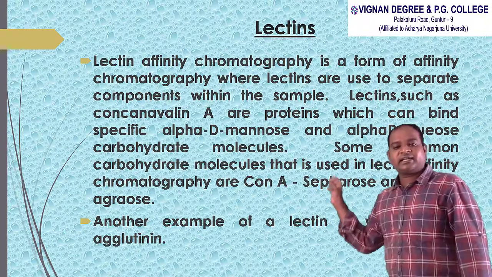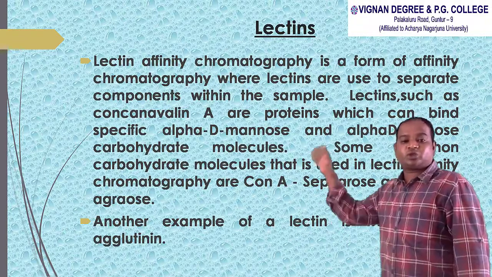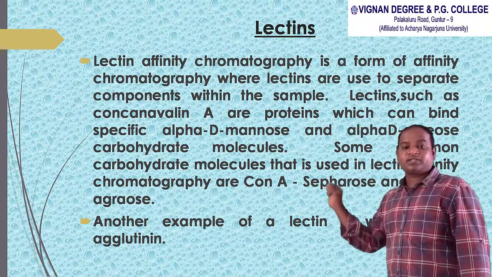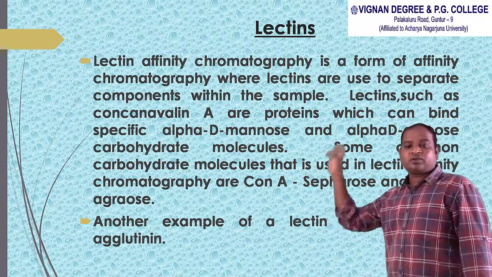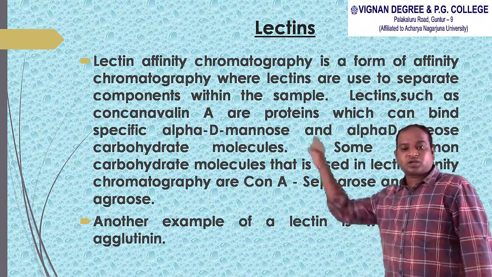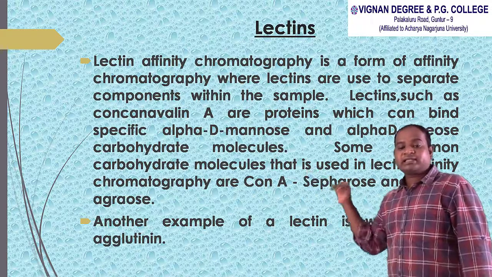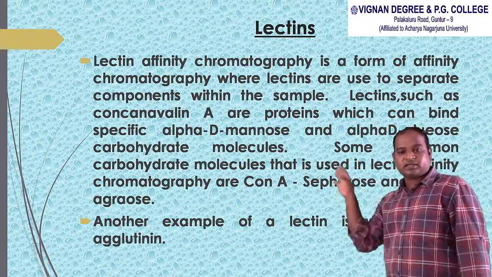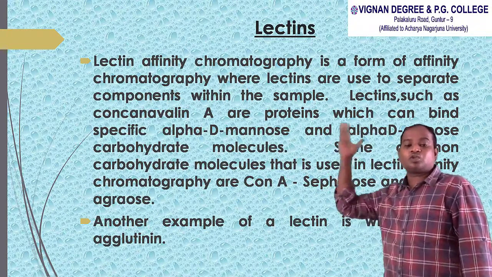Next, lectin affinity chromatography is a form of affinity chromatography where lectins are used to separate components within the sample. Lectins are surface proteins present on most receptors, so they are very important. For example, a hormone goes and binds to the receptor. In this way, some important molecules bind.